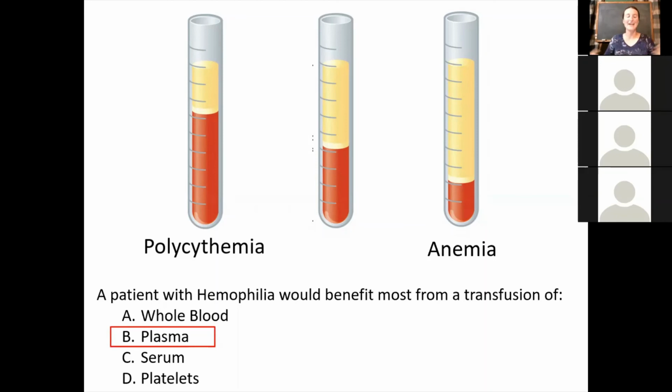So plasma, and the reason for that is that plasma contains all of those clotting proteins, okay? Serum contains no clotting proteins, plasma contains all of them. And so if a hemophiliac requires a transfusion, plasma with those clotting proteins would be ideal. Does everyone understand that?